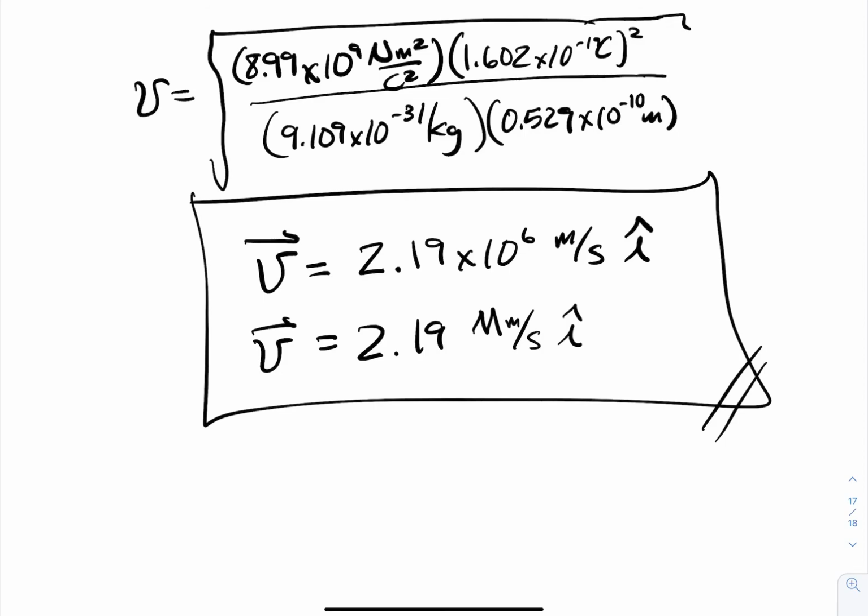Another way you could write it, if you don't feel comfortable creating a direction for yourself like that, you also could say tangentially, right? Because that's really the direction of the velocity at any time, tangentially. So that would take care of our direction as well.